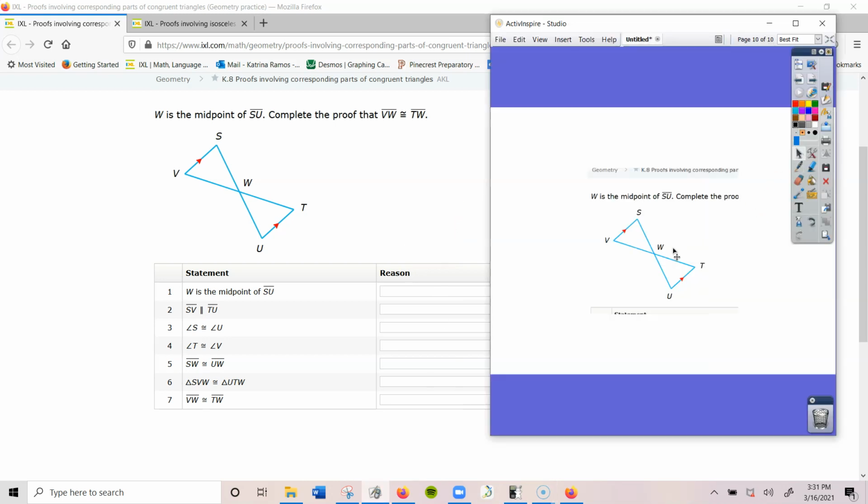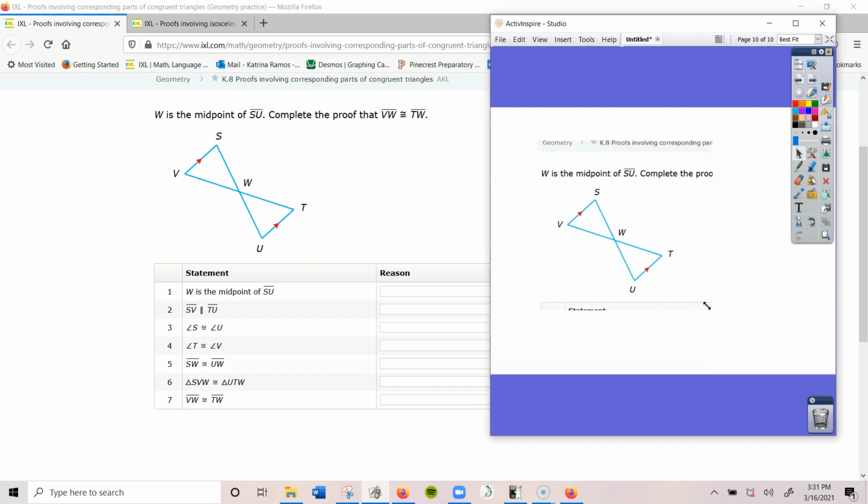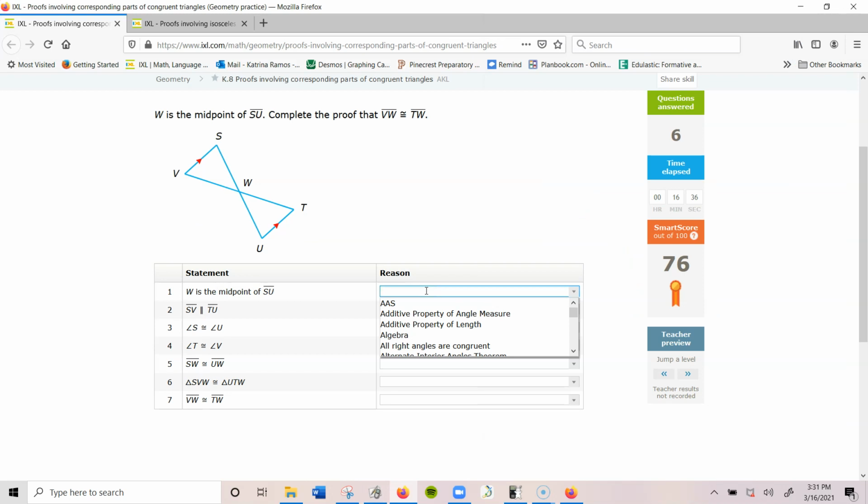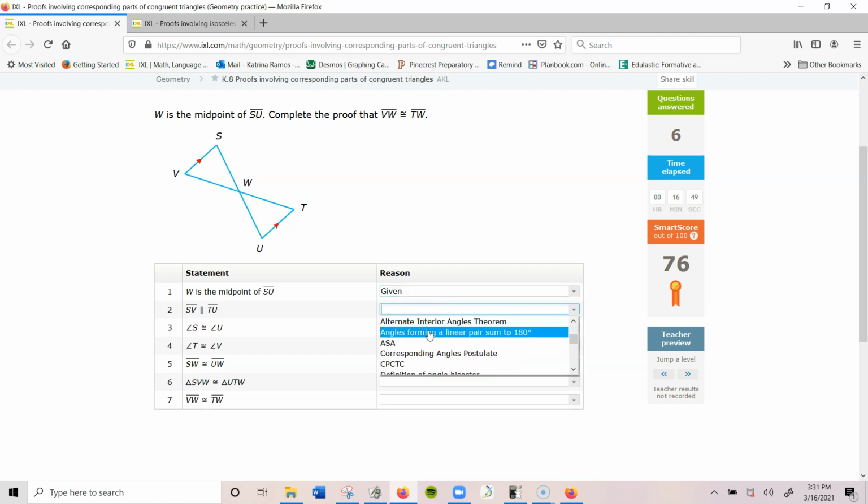Here we go. Okay. So we are told that W is the midpoint of SU. That is given because that is at the very beginning. SV is parallel to TU. It's given also in the diagram, even though it's not stated here. So this is also given.